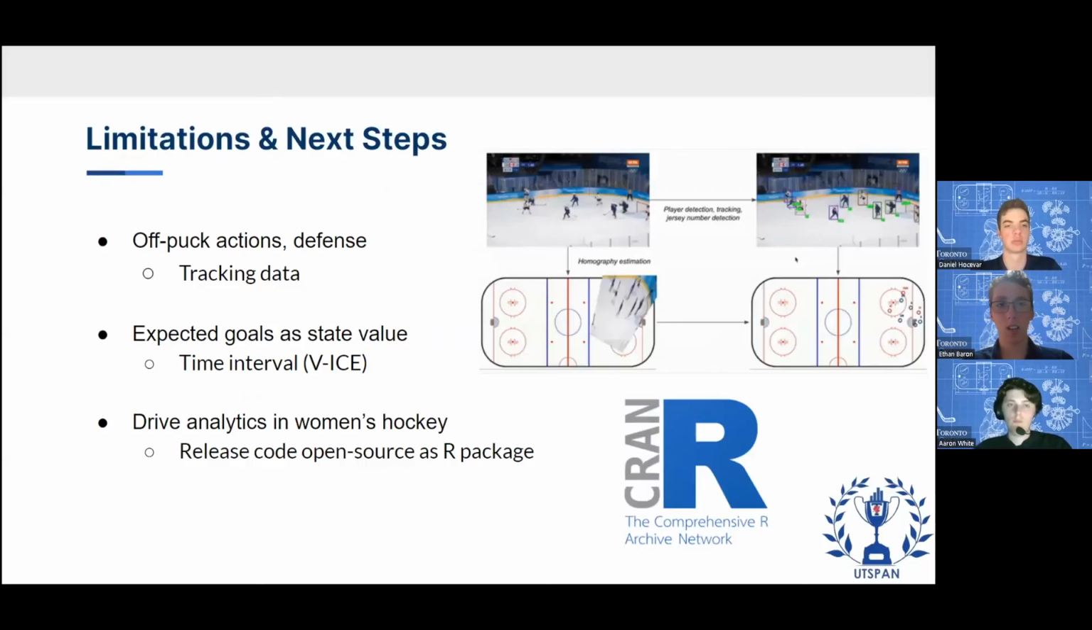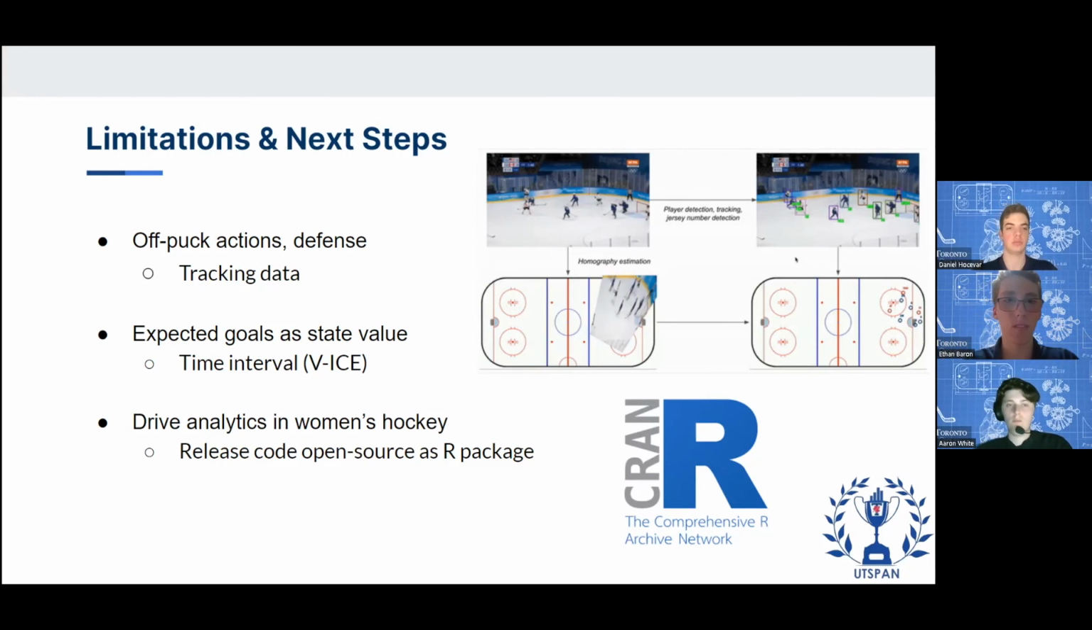Lastly, we'd like to discuss some limitations of our current approach and some possible next steps for future work. I think the biggest flaw of our current implementation is that we're not well valuing off-puck actions and defensive actions. One promising avenue to address this is to use tracking data, which would ideally allow us to assign values to all of a player's actions, both on and off the puck. Thanks to providers like Stathletes, tracking data is becoming more readily available for the analytics community, and especially in women's hockey.